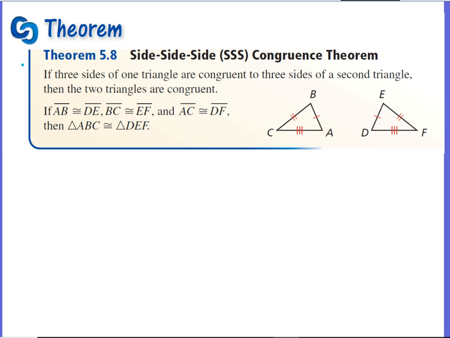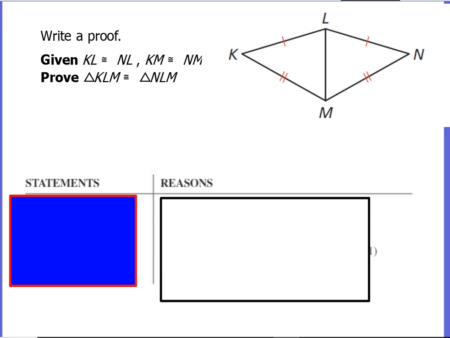So let's take a look at our first proof. We want to prove that these 2 triangles, KLM and NLM, are congruent. We're given that KL is congruent to LN, and we are given that KM is congruent to NM. The goal of this proof is to use side, side, side. So let's talk about that third side. Where is it even coming from?